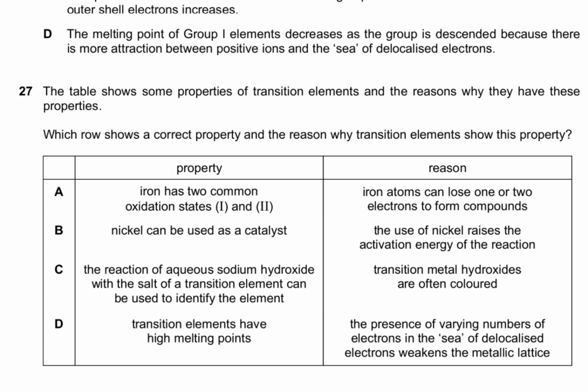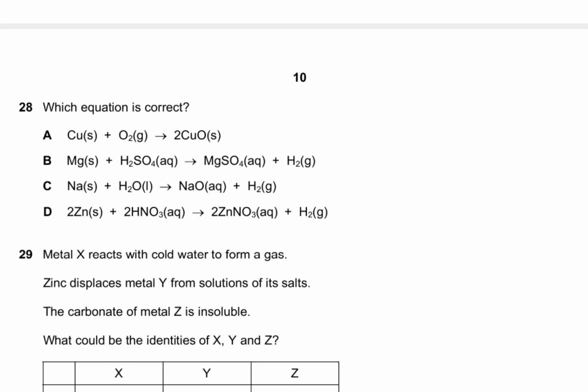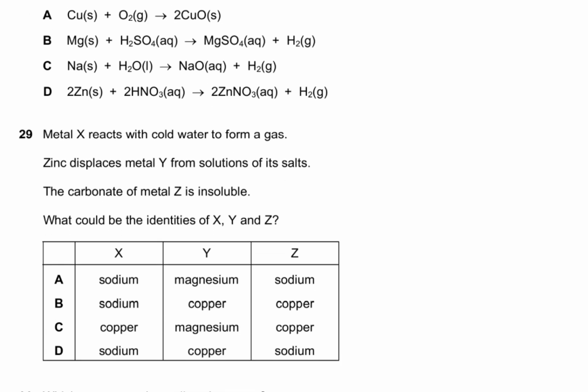And high melting point because of the delocalized electrons weakening the bonds, no. So for 27 only the C option is correct. For 28, which equation is correct? We have copper reacting with oxygen, copper oxide, magnesium sulfate, and hydrogen, sodium, no. For 28, the only correct option is B, in which magnesium reacts with sulfuric acid and forms magnesium sulfate and hydrogen. That is the correct one.